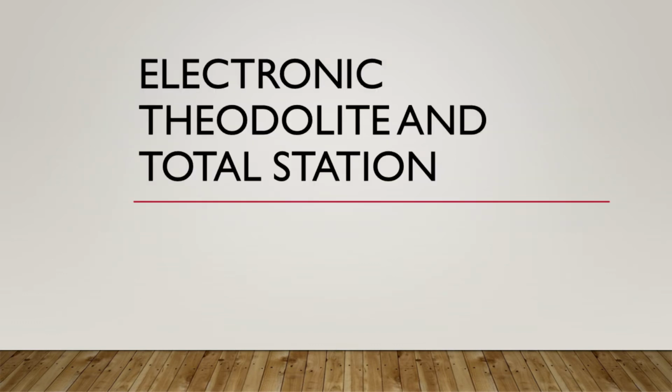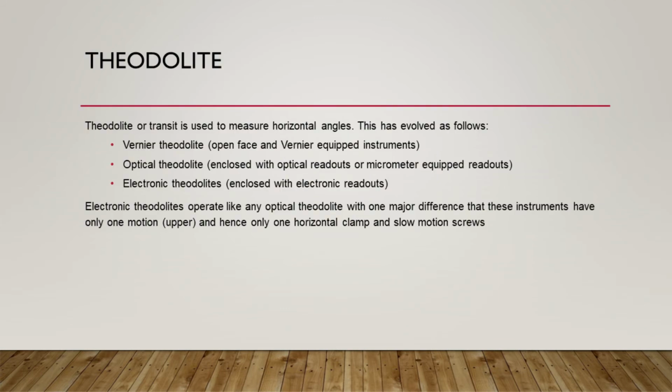Next is electronic theodolite and total station. We will first tackle theodolite. A theodolite or transit is used to measure horizontal angles. This has evolved as follows: vernier theodolite, open-face and vernier-equipped instruments; optical theodolite, enclosed with optical readouts or micrometer-equipped readouts; electronic theodolites, enclosed with electronic readouts.